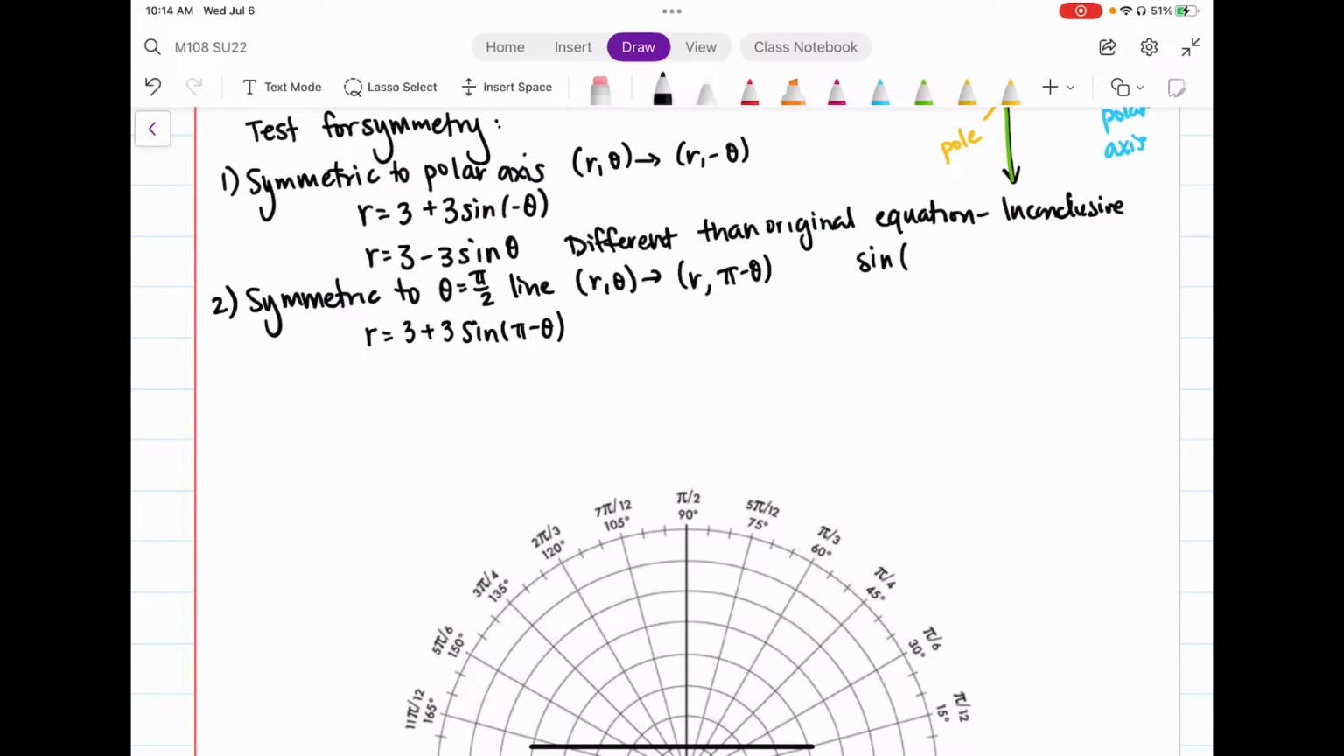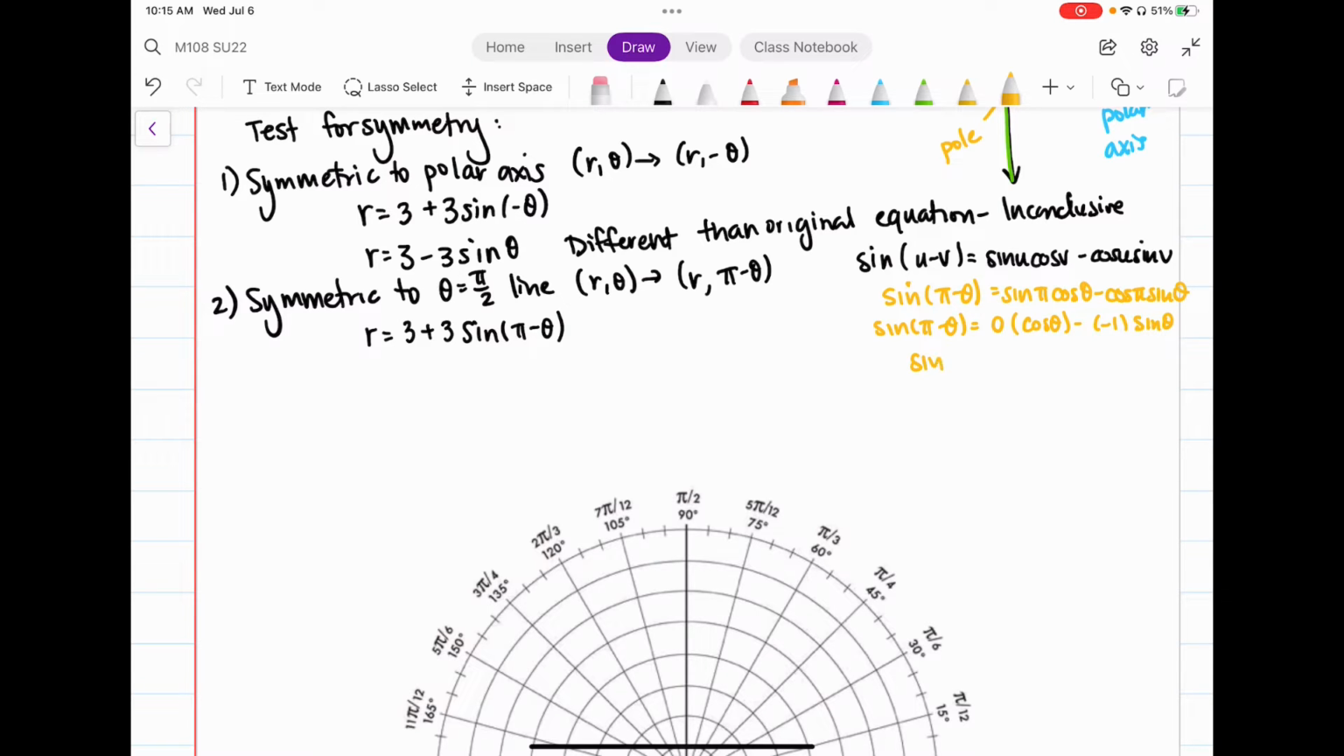Recall that the sine of u minus v is equal to the sine of u cosine of v minus the cosine of u sine of v. That means we're going to have the sine of pi minus theta equal to the sine of pi cosine theta minus cosine pi sine theta. From the unit circle, we know that the sine of pi is 0 because y is 0 at pi. We also know that the cosine of pi is negative 1 because x is negative 1 at pi.